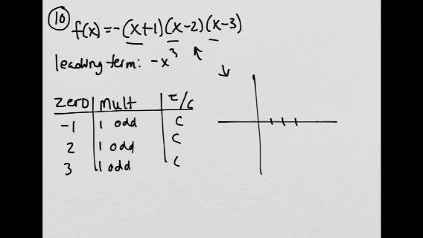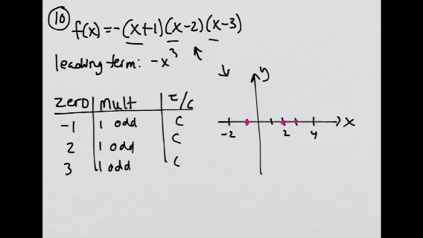1, 2, 3, 4. 1, 2. Okay, change the color. So negative 1, 2. Hello. All right, sorry about that.